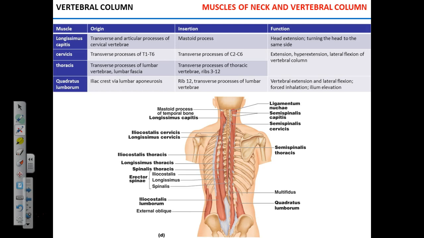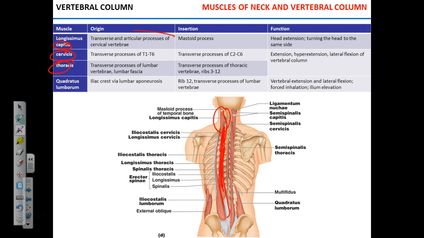Longissimus muscle. Next one. So iliocostalis is the lateralmost. Next one is this long longissimus muscle. It has 3 parts: capitis, which refers to the head; cervicis, which refers to the neck; and thoracis, which refers to the thoracic portion.